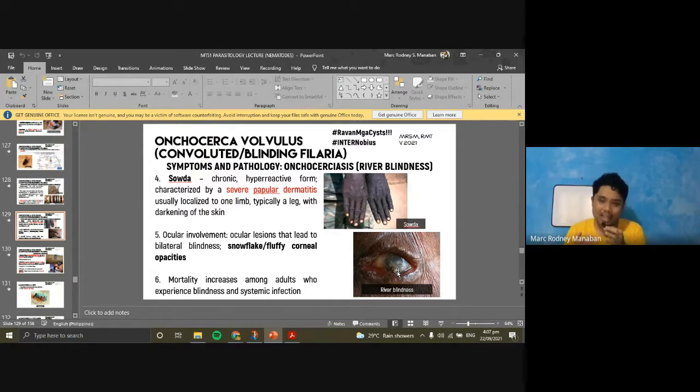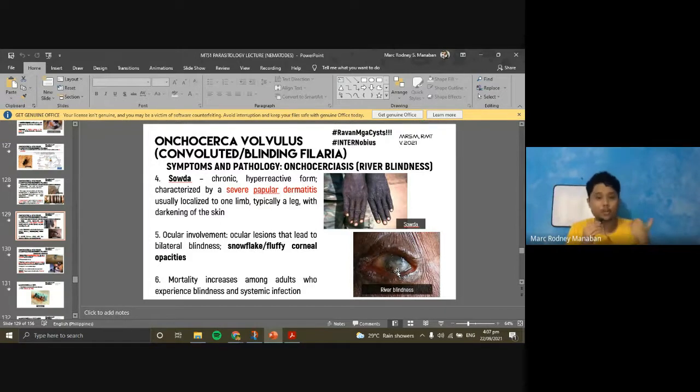Okay. Now, mortality increases if an adult has a systemic infection plus involvement of the eye, no? So mortality has a higher chance if the human or the adult has a systemic infection by Onchocerca volvulus and also blindness is involved. Okay? All right. Ayan. So that's for Onchocerca volvulus. So that's for the diseases, no?